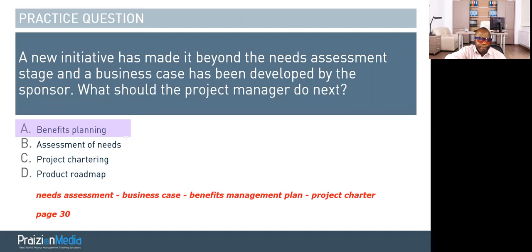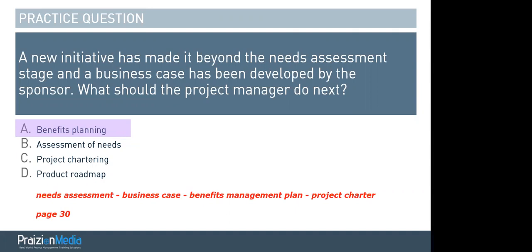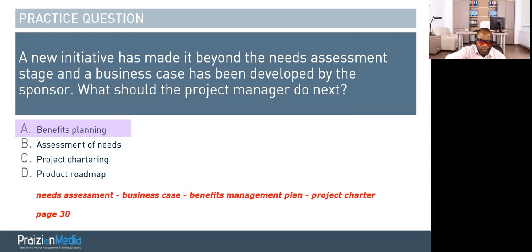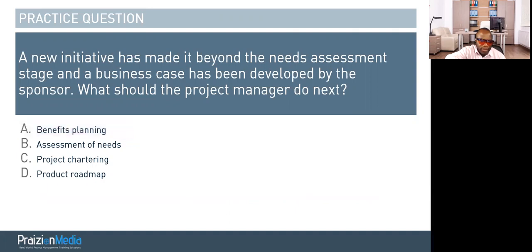Okay, any questions? Page 30, okay. Let's move forward and go into our next one. Let's get rid of this. And question number 2.